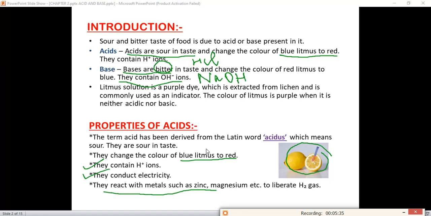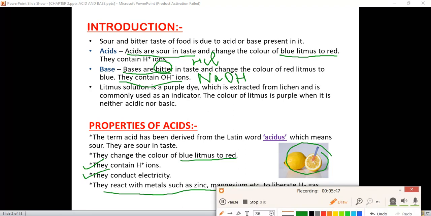Once again, we'll revise this one. Acids are sour in taste, they change the color of blue litmus to red, they contain H plus ion, they conduct electricity, and they react with metals such as zinc or magnesium to liberate hydrogen gas.